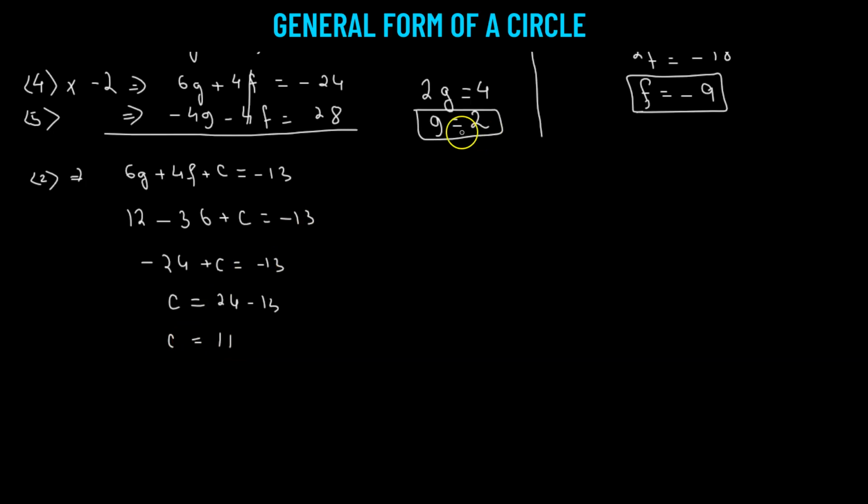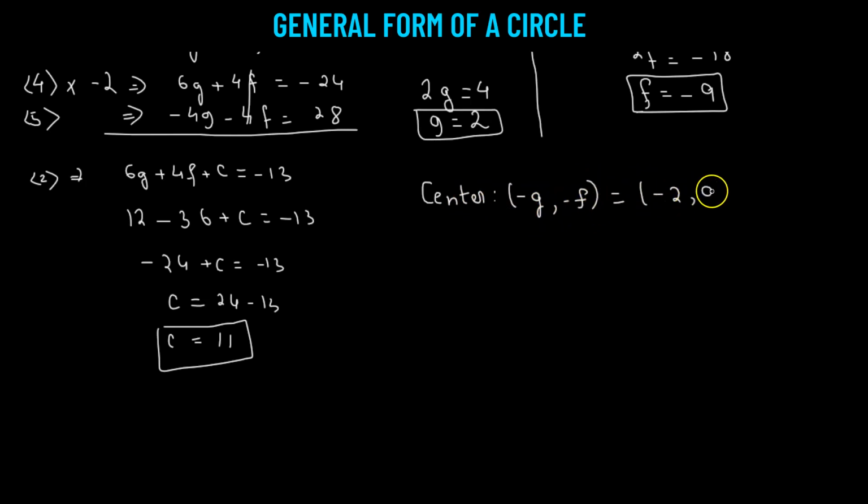So we have the value of g, we have the value of f, we have the value of c. Now we can define the center of a circle. So the center, which is given by negative g comma negative f, comes out to be negative 2 comma positive 9. And the radius, we'll have to compute the radius. The radius is the square root of negative g whole squared plus negative f whole squared minus c. So let's substitute the values.